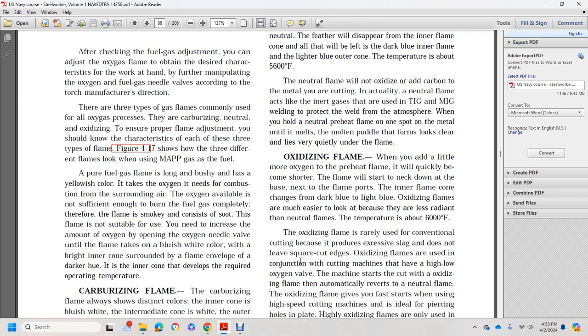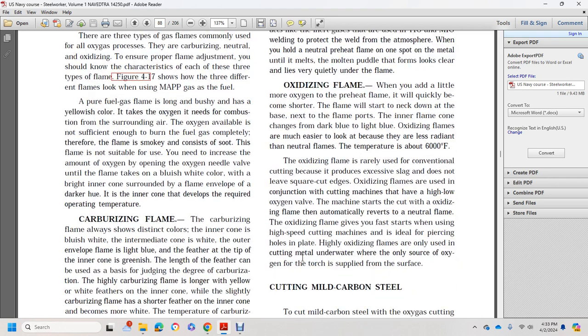Oxidizing flames are much easier to look at because they're less radiant, and the neutral flame temperature is about 6,000 degrees Fahrenheit. An oxidizing flame is rarely used with conventional cutting because it produces excessive slag and does not leave a square cut edge. It is used in conjunction with cutting machines with a high-low oxygen valve; the machine starts the cut with the oxidizing low oxygen valve.